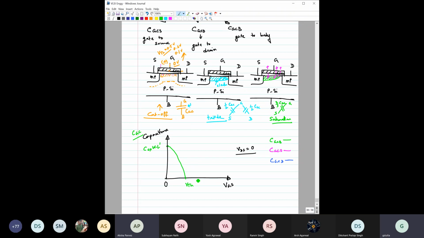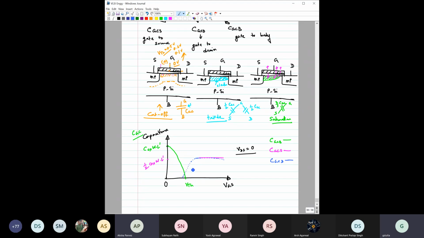Then after threshold voltage, what will happen to the value of CGCS and CGCD? That we have also seen from here: CGCS and CGCD would become equal to half of Cox W L dash. Similarly, this one, the blue one, would also follow the same pattern. And if you further extend it towards this side, it would take this type of form.